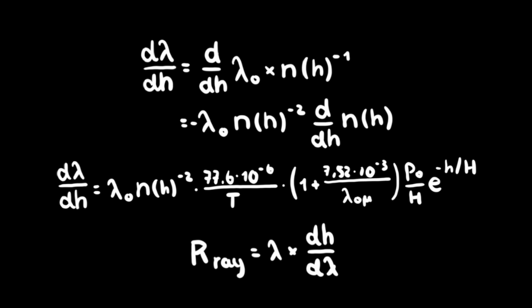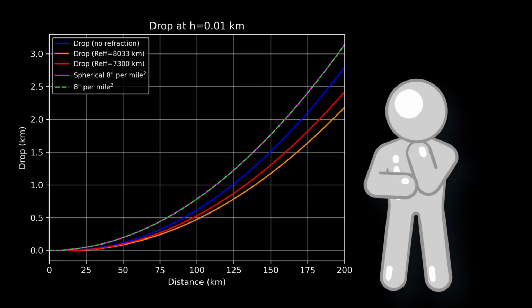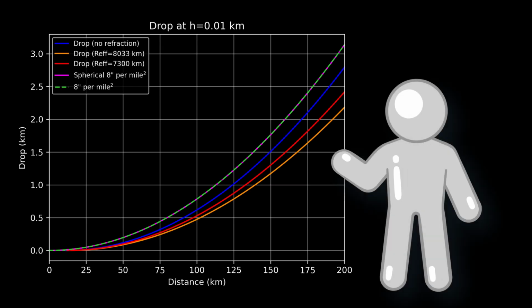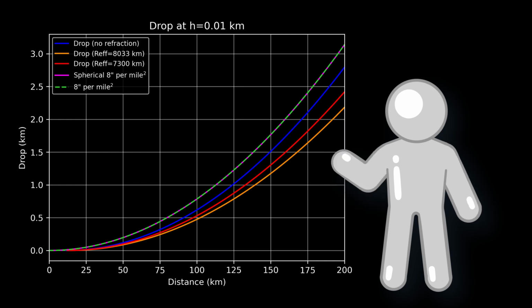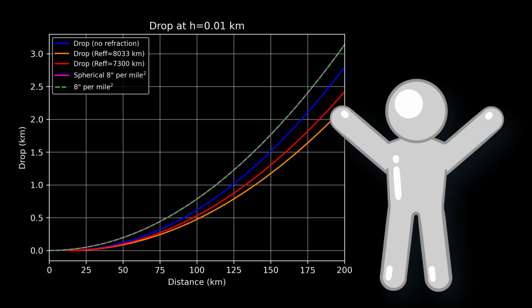Let's assume an observer height of 10 meters. What will it look like? We have the same graph right here, but now in orange the obscured height or drop due to refraction with an effective radius of a bit more than 8,000 kilometers. You can now see that the 8" per mile squared equation overestimates the drop by close to 310 meters at a distance of 100 kilometers.